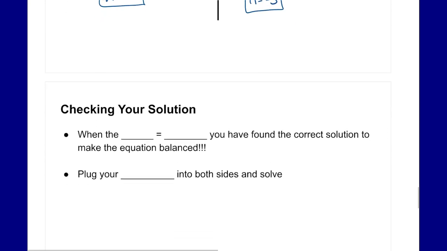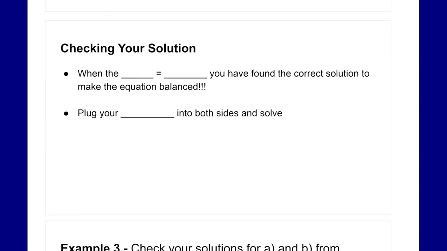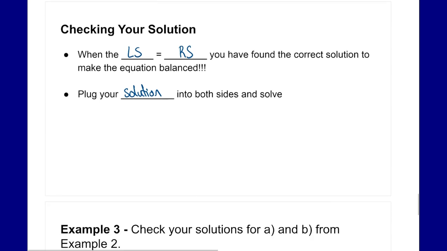The last thing we want to look at is checking your solution. This is a way that you could always check your answer to see, did I get the right answer? When checking, you want to make sure that the left side equals the right side. If the left side equals the right side, you have the correct solution to make the equation balance, or to make it work. What you do is you plug your solution or your answer into both sides and solve.